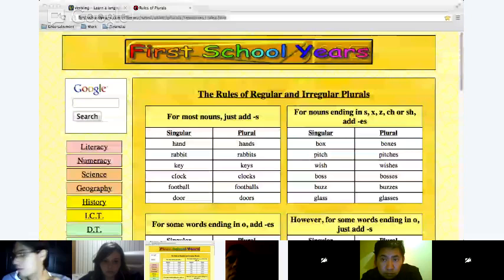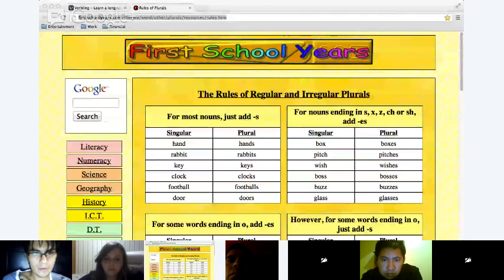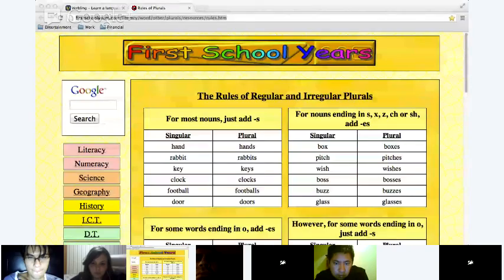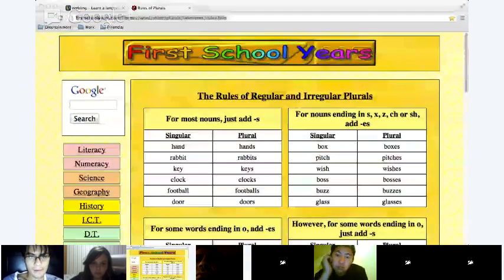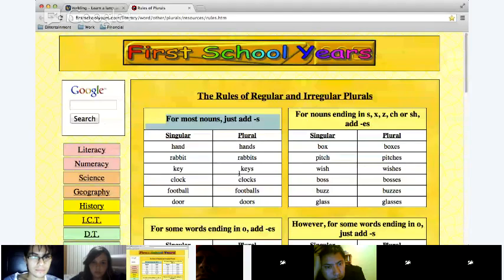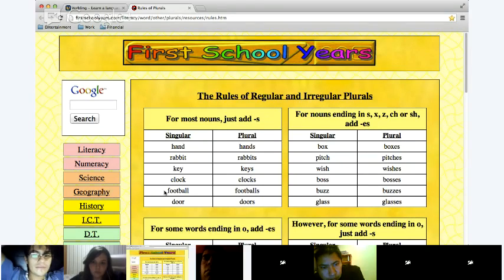These are the rules we are going to be following when we convert singular nouns to plural nouns. We're going to start off with Andres. Let me have you read the information in this first box, please. Singular and plural: hand, hands; rabbit, rabbits; key, keys; clock, clocks; football, footballs; door, doors. Excellent. Now, this is going to be the simplest form. Some nouns only require an S, but not every noun.